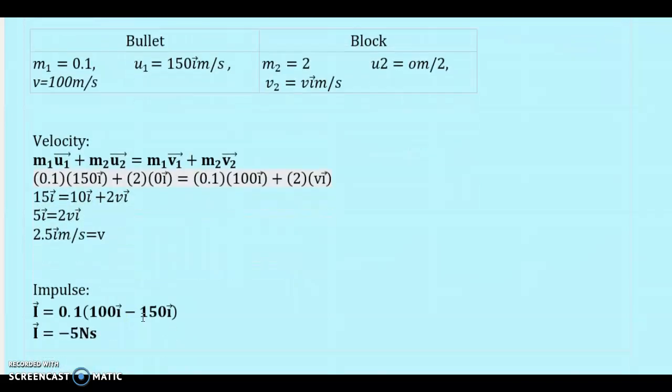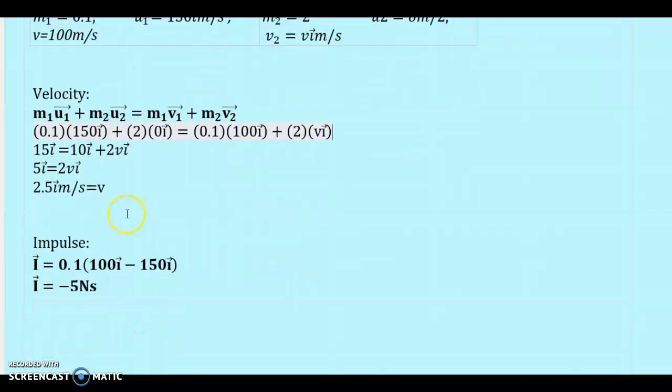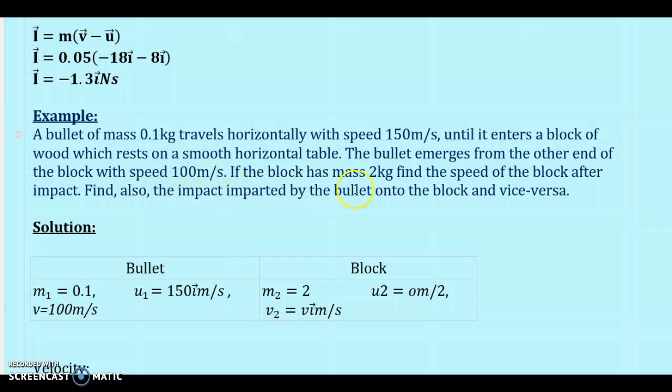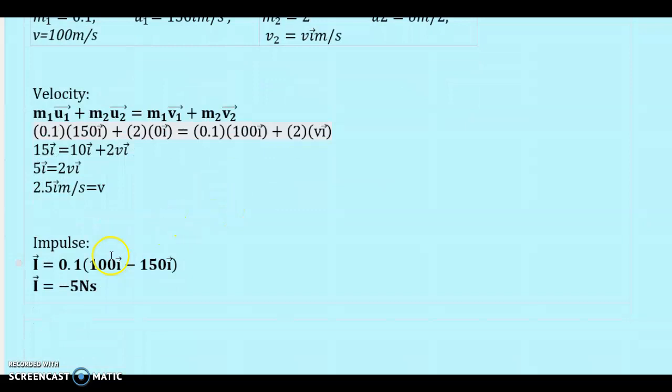Okay. Now, to get the impulse, which we're also asked to calculate, remember your impulse is equal to the mass times the change in velocity. Okay, so how do I know which one? It says the impulse imparted by the bullet. So the bullet is what we're looking at, the impulse from the bullet. So that's 0.1, which is the mass, and then the change in velocity, which is minus 50i, and that gives us minus 5i Newton seconds.